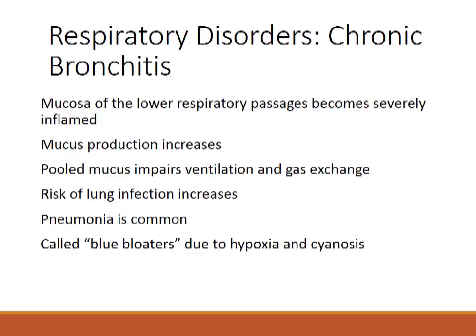When this happens, mucus production increases, and mucus gets pooled in the alveoli, or the area where the gas exchange happens. If people have chronic bronchitis, it means that they have a higher risk of lung infection. Pneumonia is often a problem for them, and they tend to have a bluish tint to them, or what we call cyanosis.